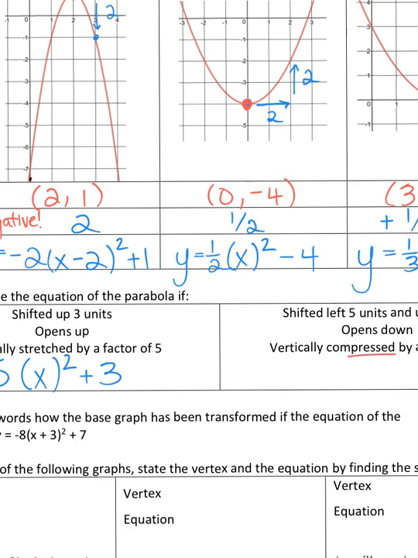So this next one I just want to talk about because it has this other word compressed. The rest of it is fairly straightforward and normal. It opens down, so it has a negative. We're going to shift left, so it's x plus 5 in the bracket, squared, and then up 2 units is plus 2. Now compressed by a factor of 4 actually means the parabola is wider, so it should be a 1/4 in front there. Okay, so now you're going to continue on with the handout and practice.